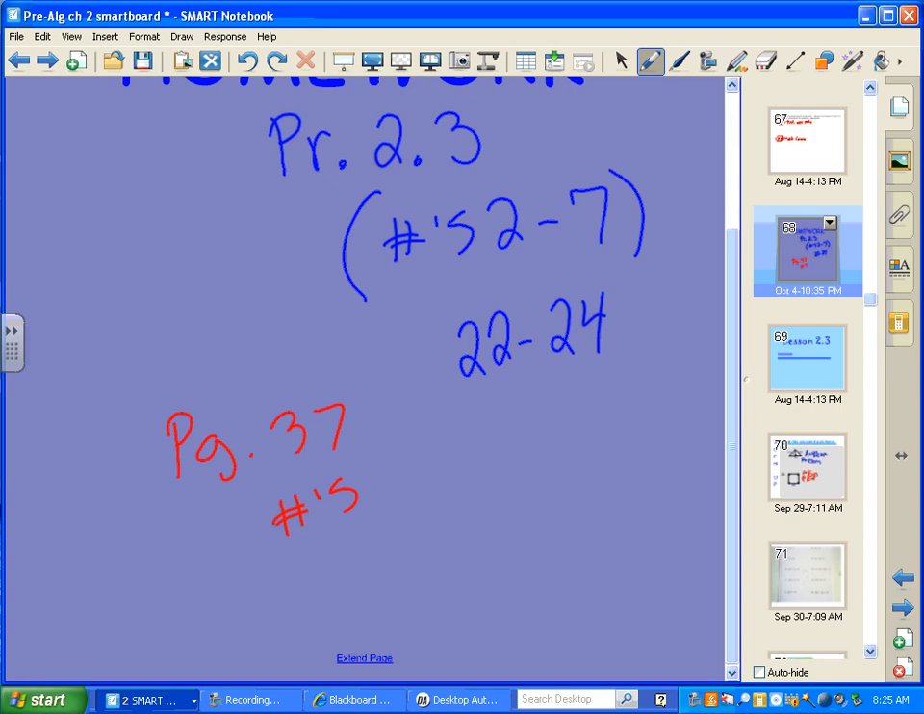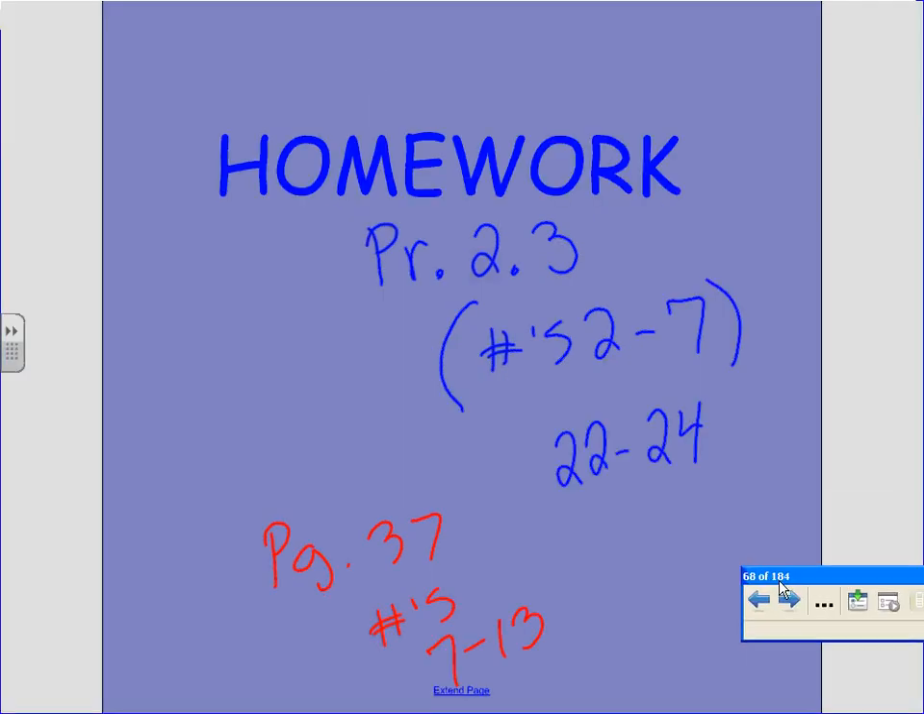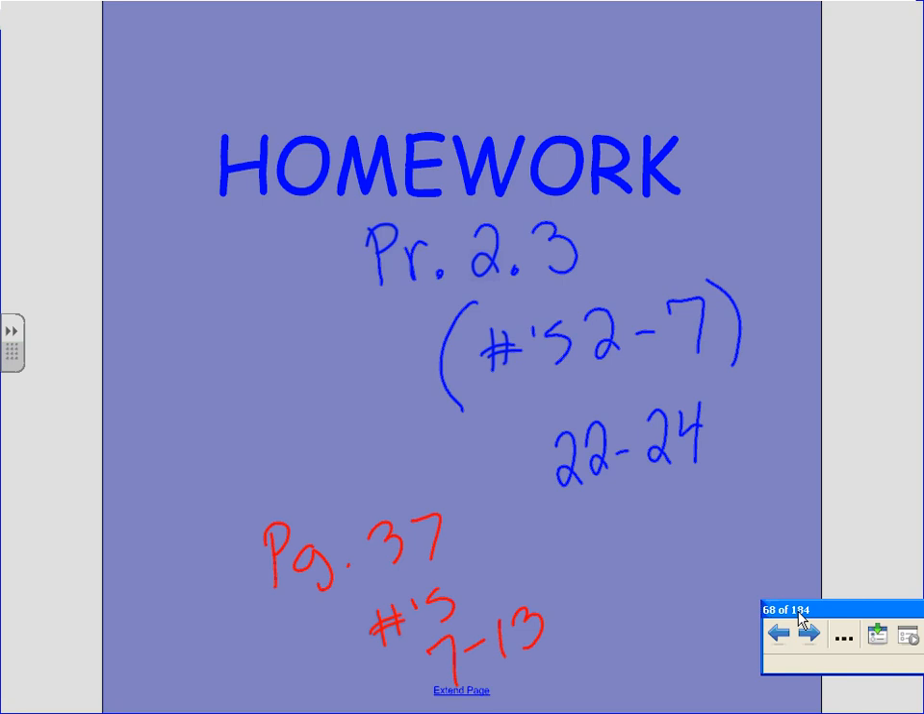Numbers 7 through 13. Hold on, there's one thing I have to explain, so don't put that away yet. So let me make sure you have these numbers written down. Practice 2.3, numbers 2 to 7, and 22 to 24. And then on page 37, which is kind of a random worksheet I had in there, all I want you to practice on page 37 are the combined like terms. So combined like terms worksheet.